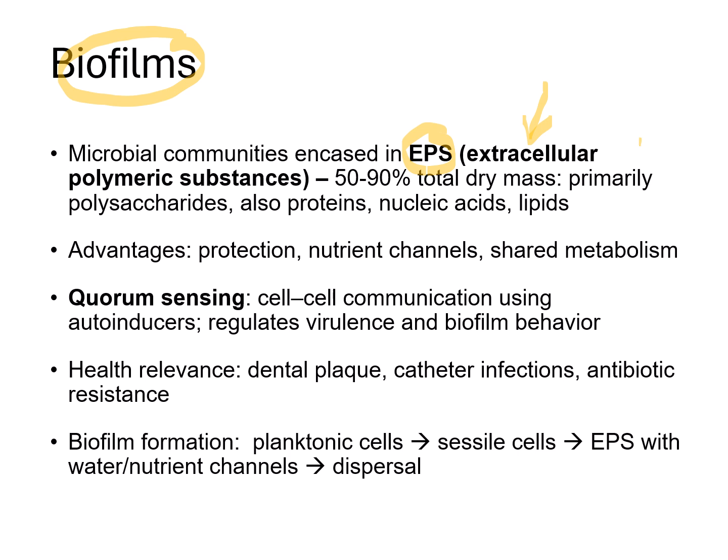EPS is mostly polysaccharides, but can also include proteins, nucleic acids, and lipids. And this structure provides major advantages, such as physical protection from drying out, from, for example, human immune defenses, and protection from antibiotics. We also have nutrient channels in biofilms, and this allows them to transport food and waste, as well as shared metabolism, where one species' byproducts might feed another species within the biofilm.